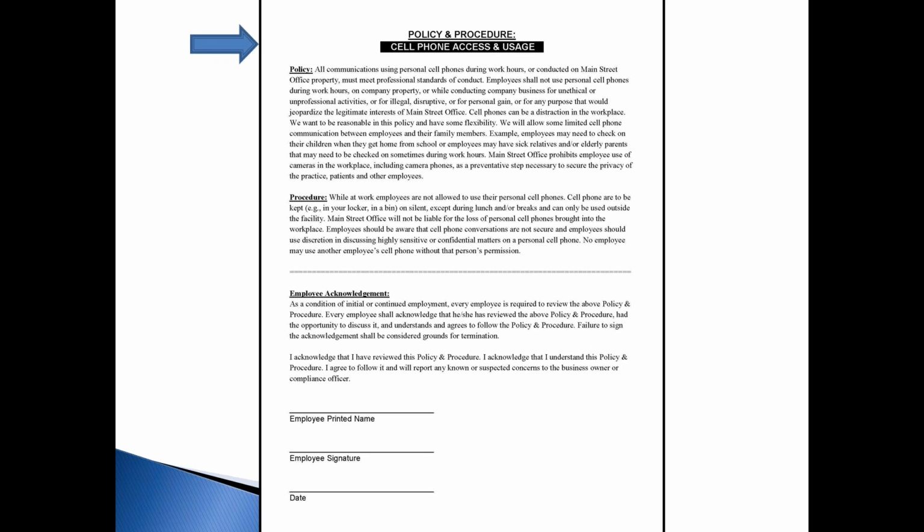Here's your policy. Here's your procedure. And then the employee has to sign off on it right here at the bottom. It says, as a condition of initial or continued employment, I've reviewed this policy. I acknowledge it. I will report any known concerns. Employee signs it, dates it.